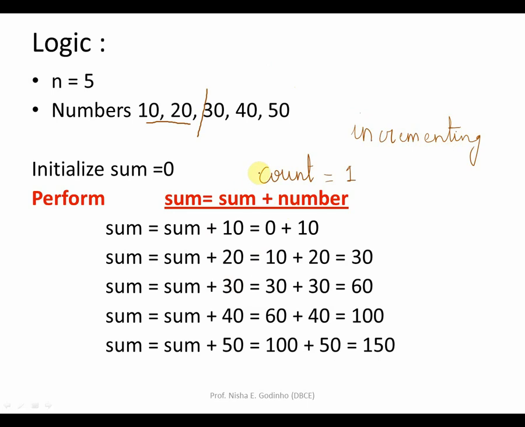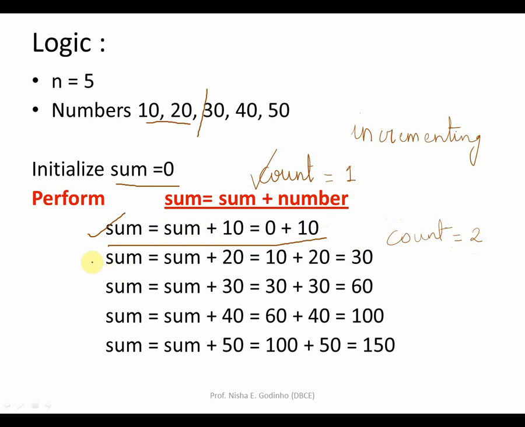Initially the count variable is initialized to 1. Just like the sum variable was initialized to 0, similarly the count variable is initialized to 1. So when the first step is being executed, at that time the count variable will be incremented to 1 number ahead. So 1 will become 1 plus 1, 2. So from 1 it has become 2.